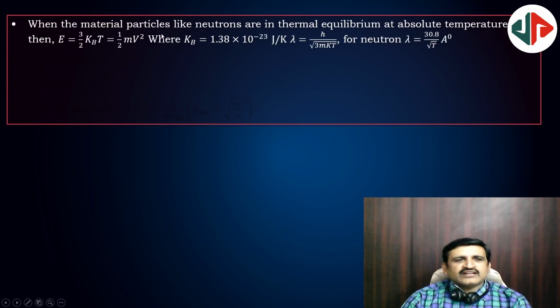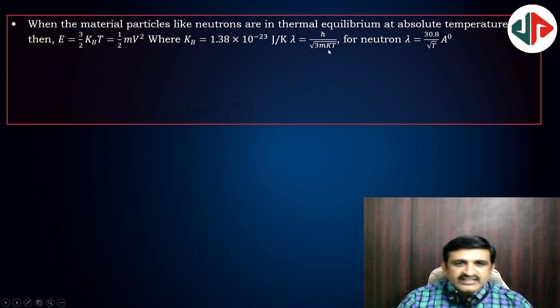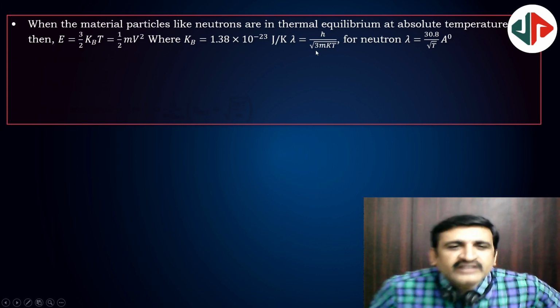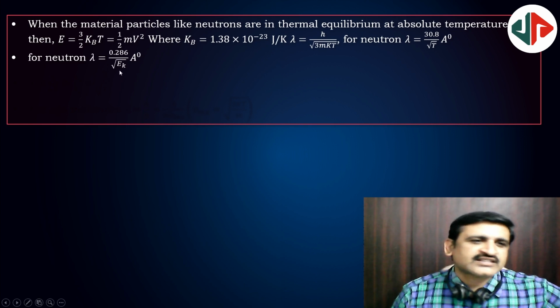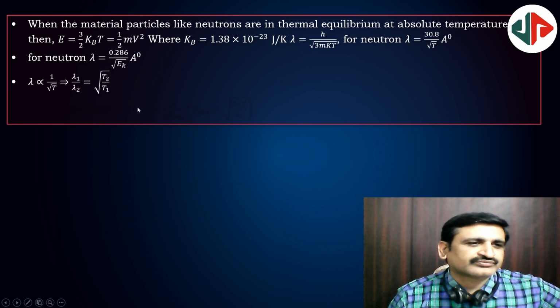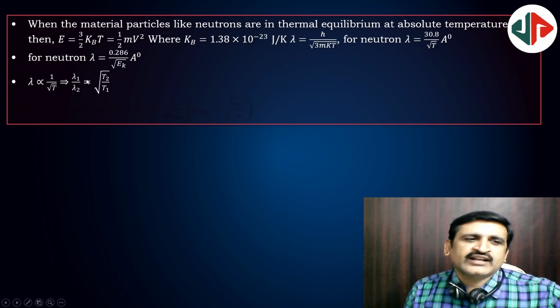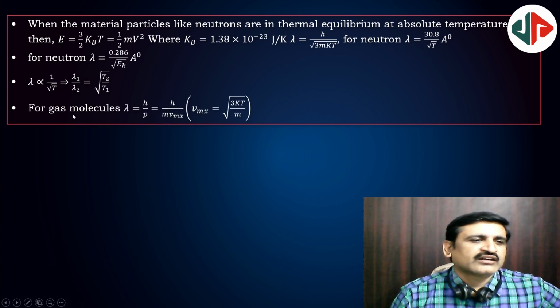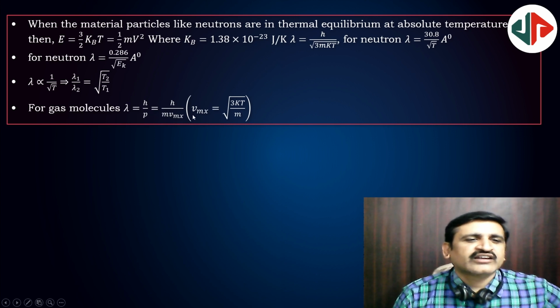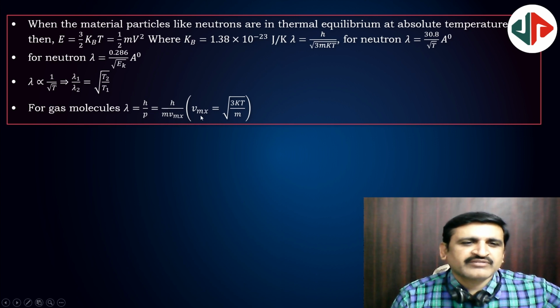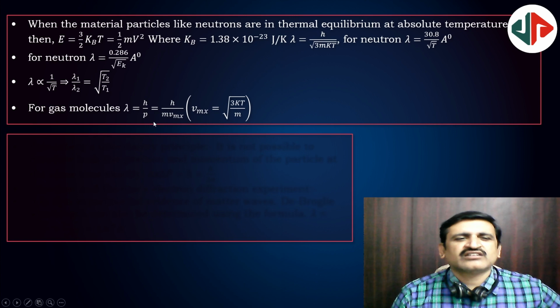When material particles like neutrons are in thermal equilibrium at absolute temperature T, then lambda is equal to h by square root of 3m kBT, where kB is Boltzmann's constant, 1.38 into 10 power minus 23. Next, for a neutron, lambda equal to 0.286 by root over EK. Lambda is proportional to 1 by root T, lambda 1 by lambda 2 equal to root T2 by T1. For a gas molecule, lambda equal to h by p, that is h by m v max, where v max is square root of 3kT by m. These are all derived formulae.